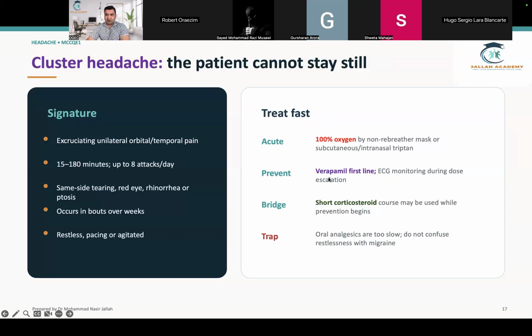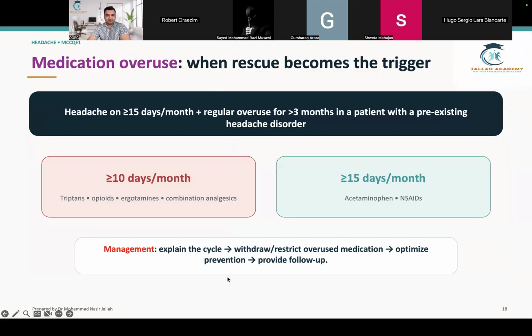Preventive: verapamil. So remember, verapamil is the preventive treatment of cluster headache. Candesartan is also a calcium channel blocker, is the preventive treatment of migraine. Okay, so ECG monitoring. A short steroid course may be used as a bridge while prevention begins, but usually I haven't seen anyone with cluster headache go on steroid. Oral analgesics are too slow. Do not confuse restless with migraine.